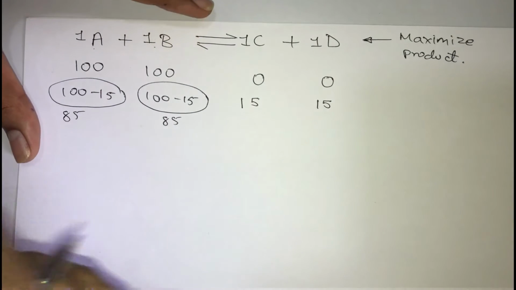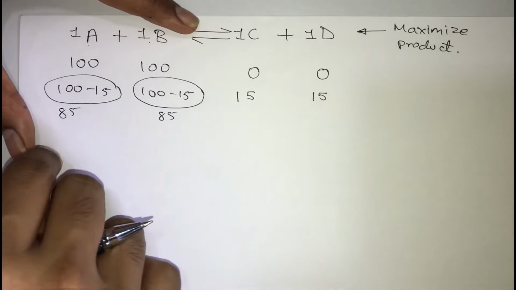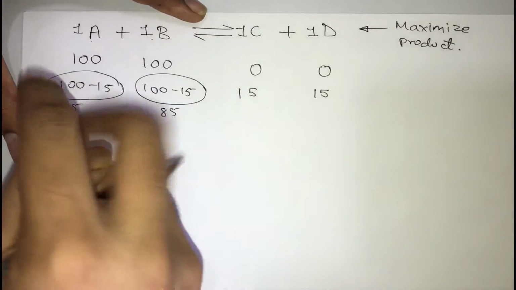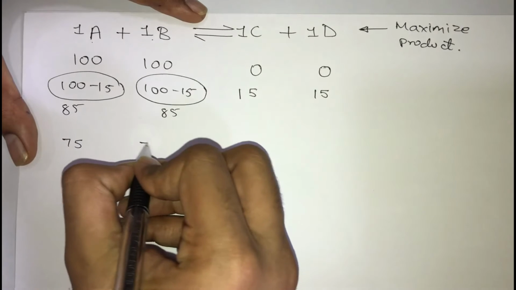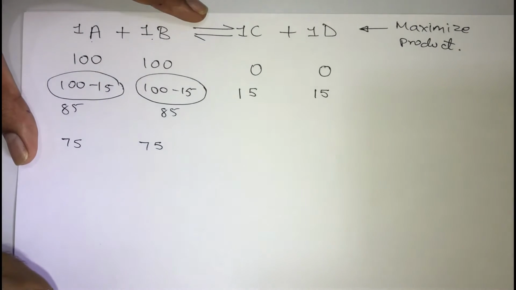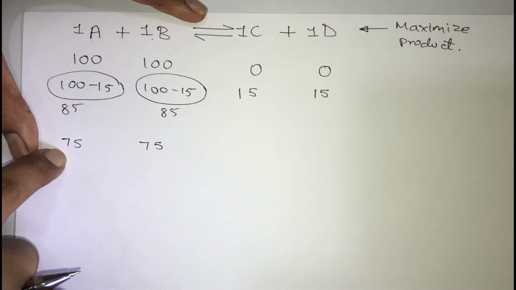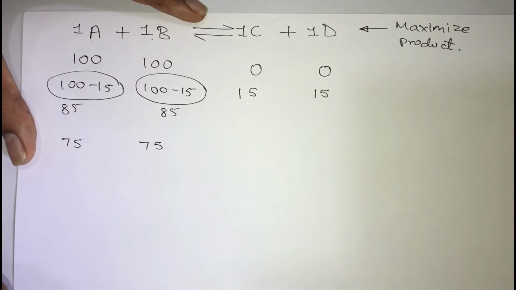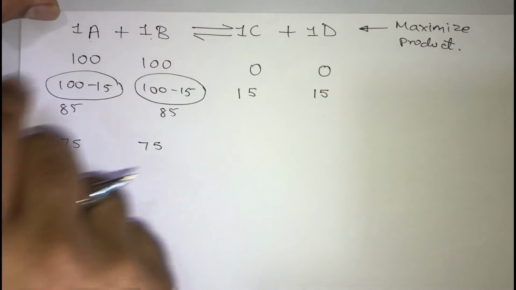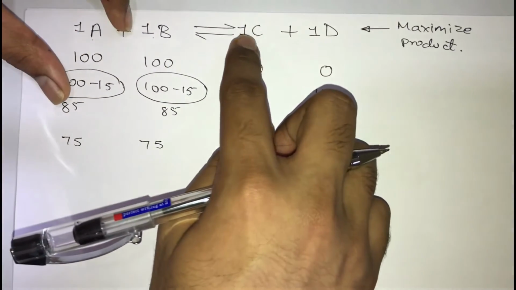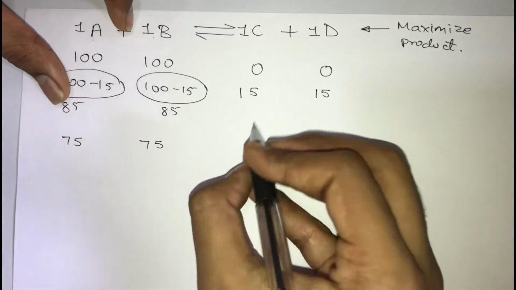Now, after a certain interval of time, what we observe is that guys, now we have only 75 moles of A and we have only 75 moles of B, which means that from the initial amount 25 moles has decreased. Now if 25 moles of A and B have decreased, then it is obvious that 25 moles of A and B have been consumed to give us 25 moles of C and D respectively.